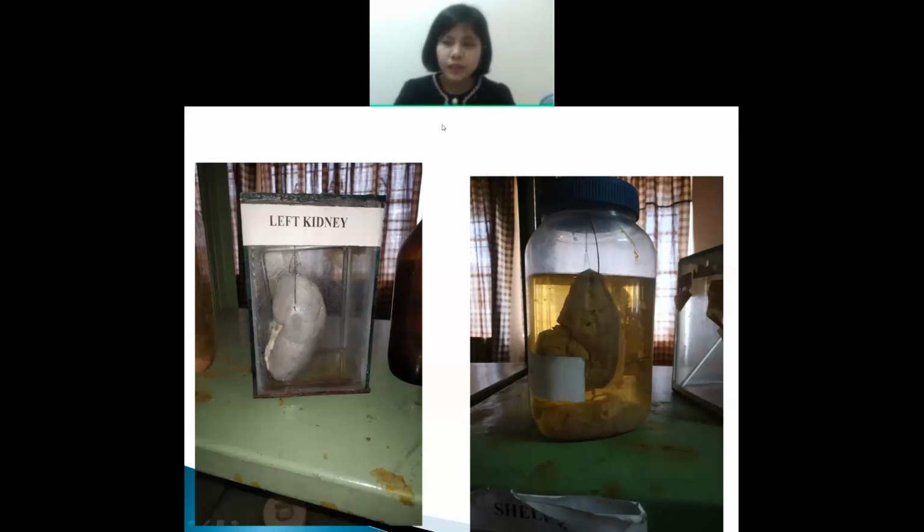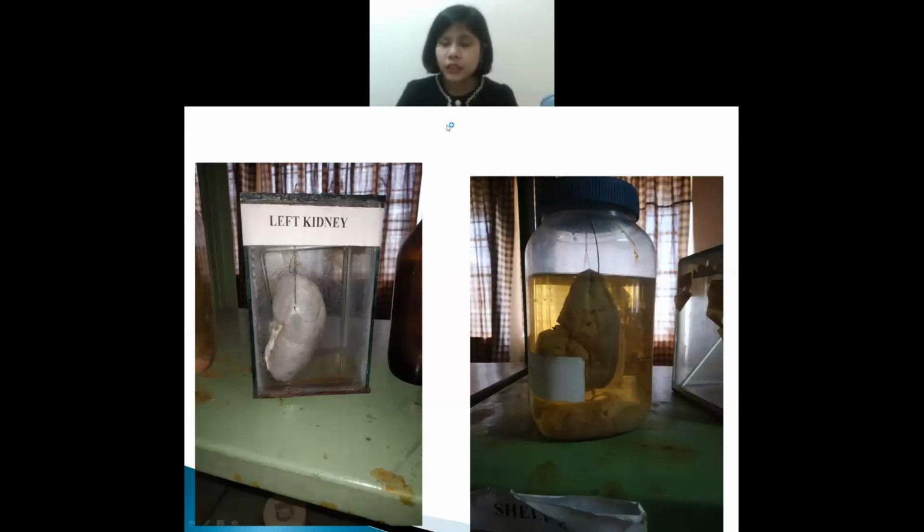Okay, so I was saying about the kidney. Where will you find the kidneys? You will find them in the excretory system, or else you can say the urinary system. You have two kidneys, and you will find that the right kidney is lower compared to the left kidney. Why? Because the liver is situated just above the right kidney. So that's why the right kidney is lower compared to the left kidney.